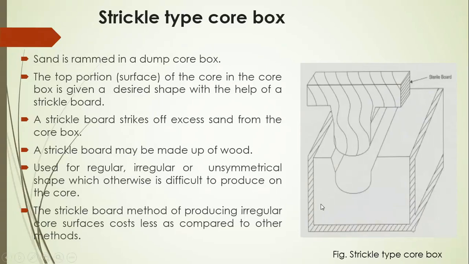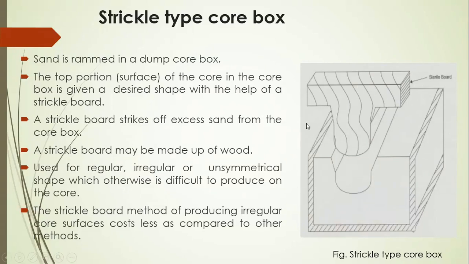This is the dump core box in which we have to carry out ramming of the core sand. The top portion of the core in the core box is given the desired shape with the help of a trickle board. This is the trickle board made up of wood, and this type of core you have to produce by striking this trickle board on the surface of this rammed core sand. A trickle board strikes off the excess sand from the core box. A trickle board may be made up of wood. Mostly we use wood because cost is less and machinability is highest. That's why complicated shapes we can give to the wood.